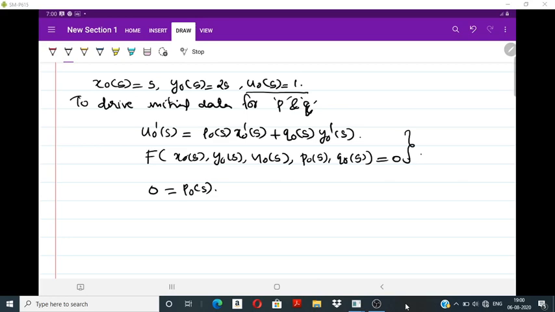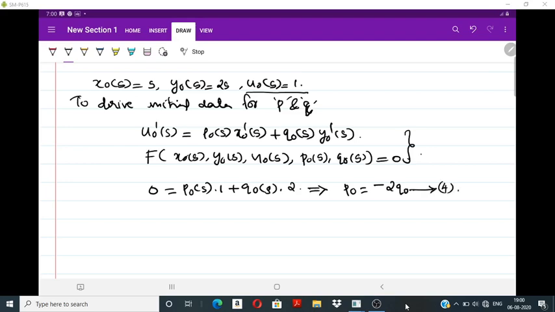P naught of s, that we have to calculate, into x naught dash of s. X naught of s is s and its derivative is 1. Q naught of s into what is y naught? Y naught is 2s, so y naught dash is 2. That means we will get an equation connecting P naught and Q naught. That means P naught is equal to minus 2 Q naught. Let this be equation number 4.